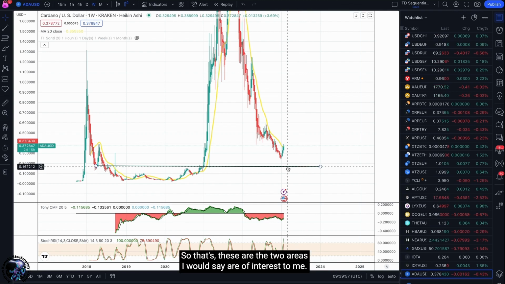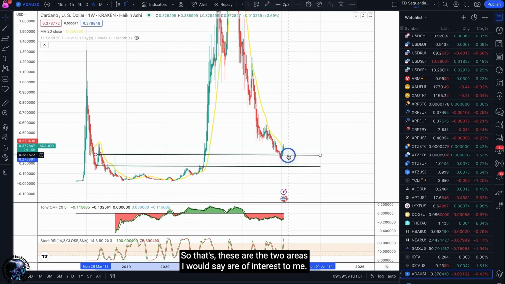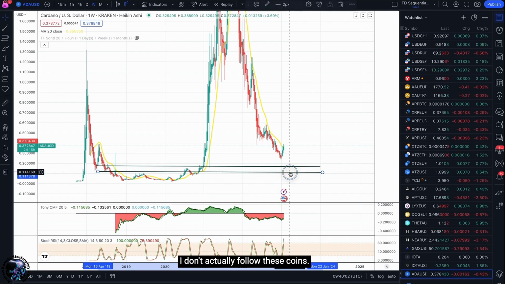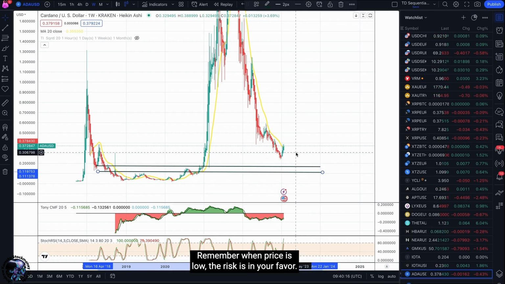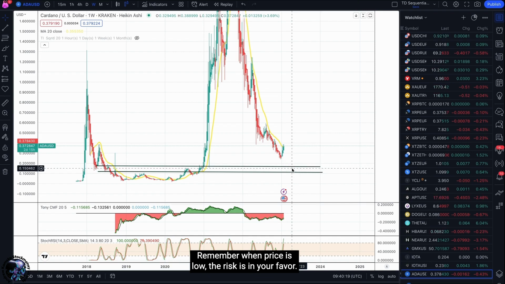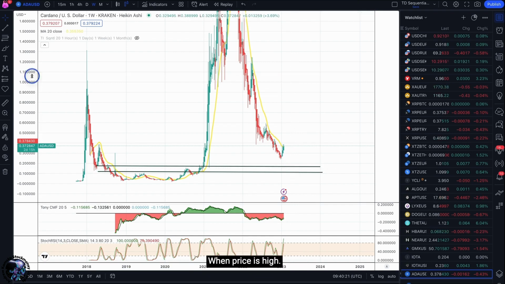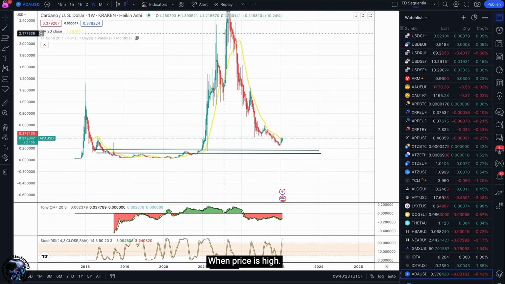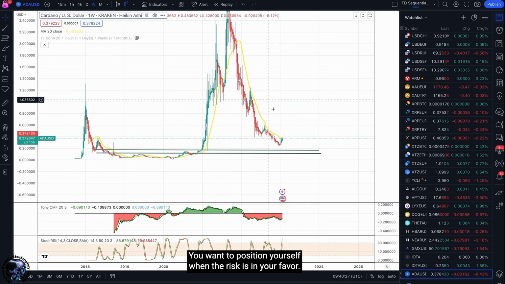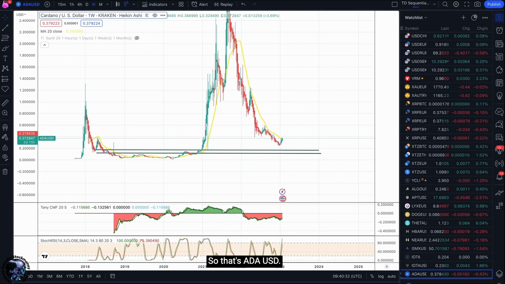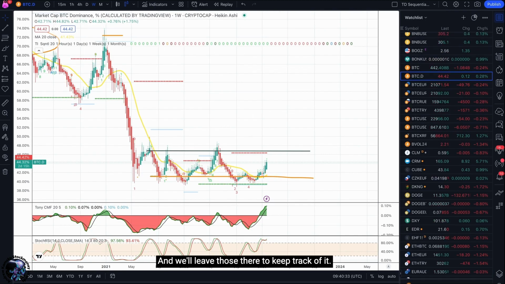So these are the two areas I would say are of interest to me. Remember, guys, I can be totally wrong. I don't actually follow these coins. I'm just giving you some chart interpretation as to what I think. These are the prices of interest to me. Remember, when price is low, risk is in your favor. When price is high, risk is not in your favor. You want to position yourself when the risk is in your favor. So that's ADA USD, and we'll leave those there to keep track of it.